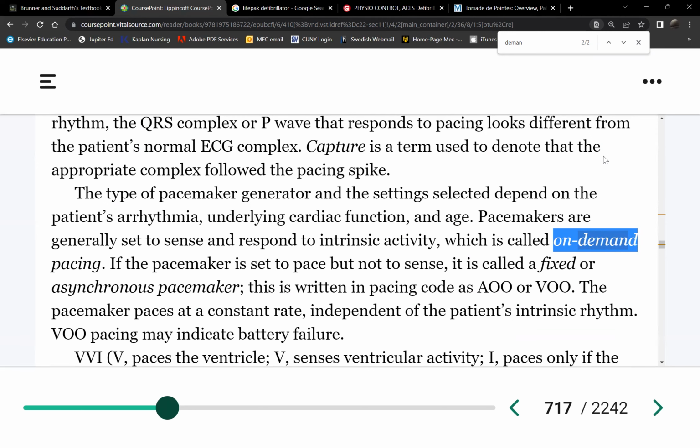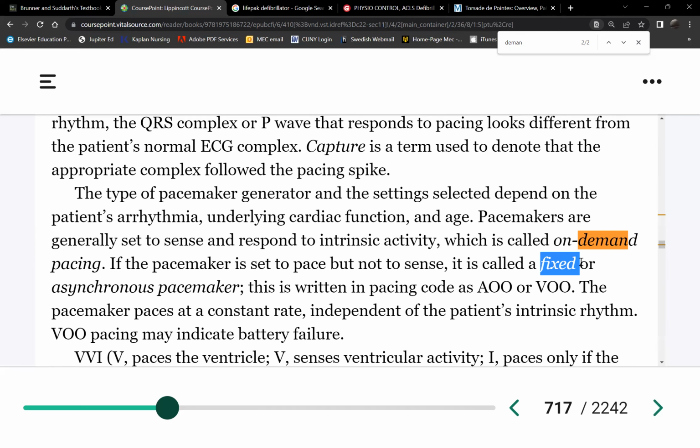I've never seen a pacemaker set at 60, usually 70. So if the patient's heart rate falls below 70, then the pacemaker will start firing. Clear? As simple as that. It can also be fixed, meaning regardless of what the patient's SA node is doing, the pacemaker will fire.